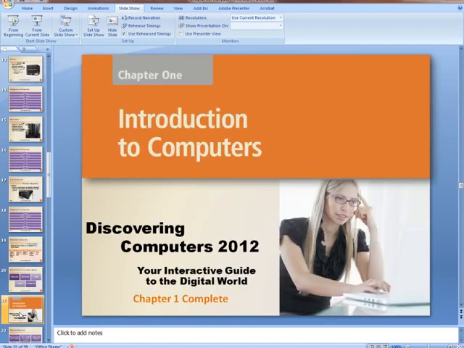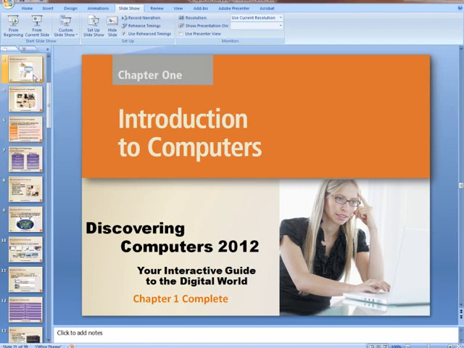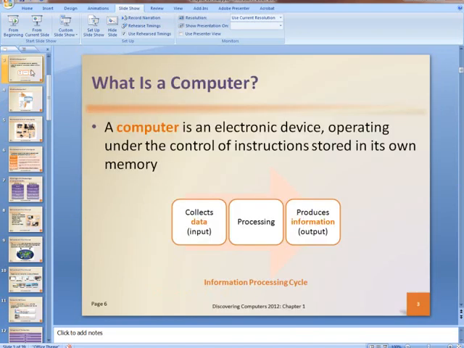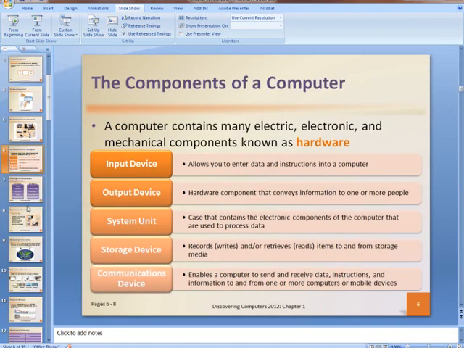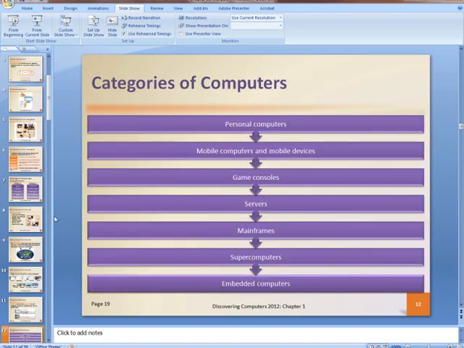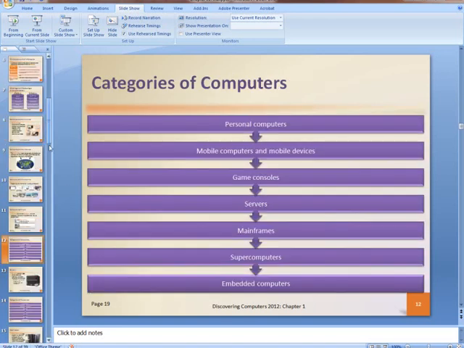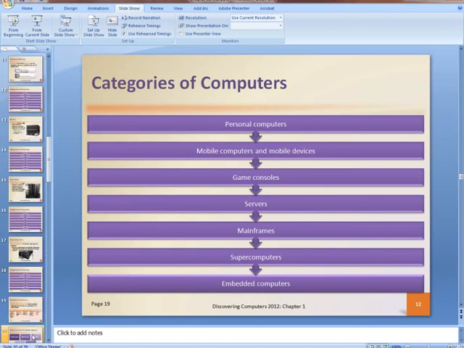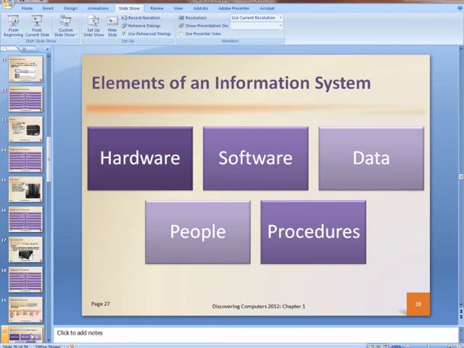So, a good overview of the whole field of computers, with a focus on the way we frame and conceptualize information systems: the information processing cycle, critically important, up at the very beginning, and then the components of a computer system, which mirror that, the categories of computer systems, and finishing up with the elements of an information system. All right, so that concludes this lecture on chapter one.